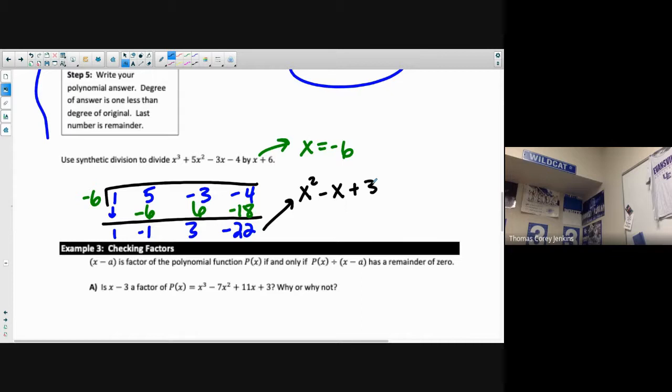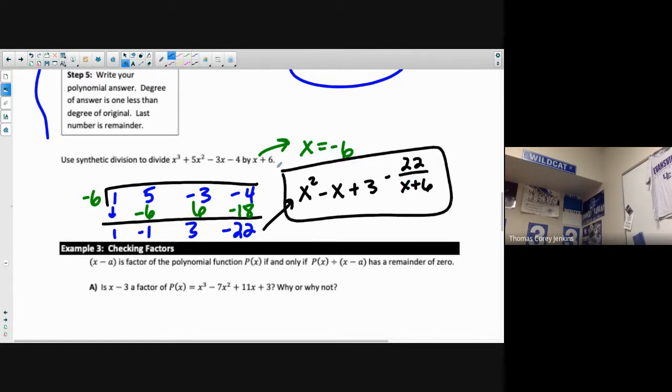And remember, I think the easiest way to write that is just minus 22 over what we're dividing by, x plus 6. Or you could just say with a remainder of -22. Okay, I think it's written out both ways on the notes.